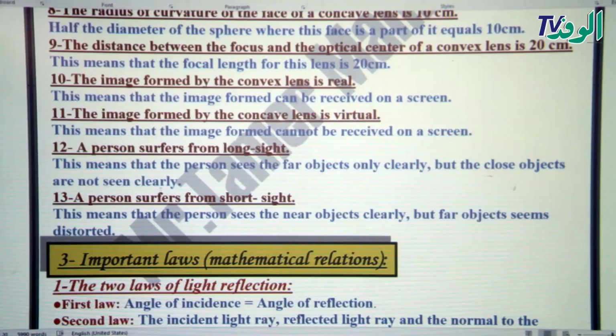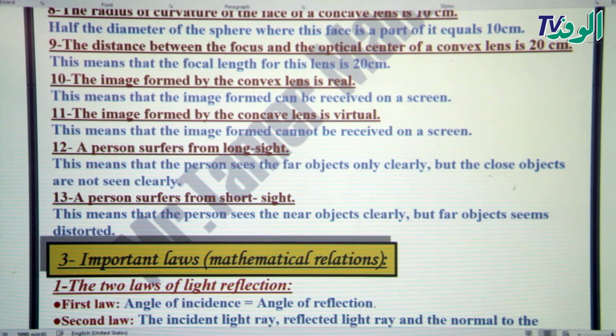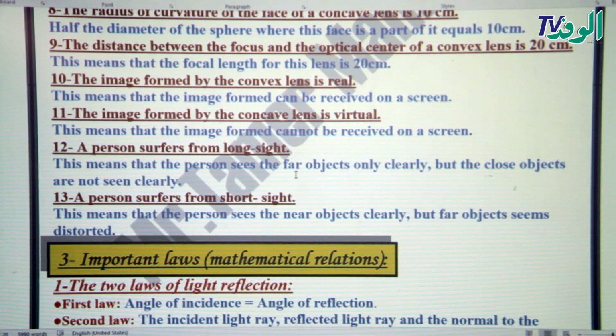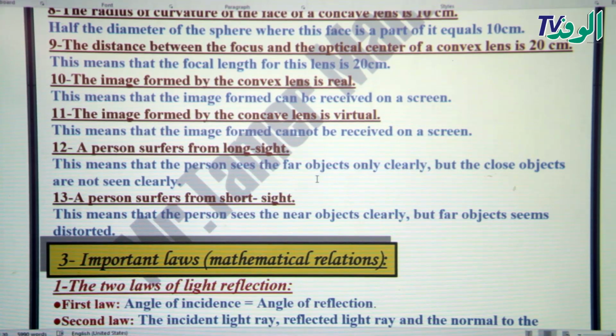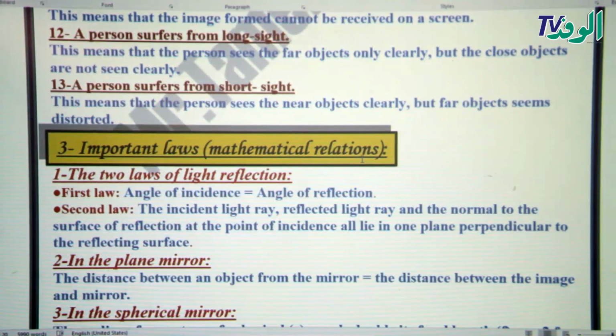Very good. A person suffers from long-sightedness. What's meant by that? That means that the person sees far objects only clearly, but near objects are not seen clearly or are seen distorted. The person suffers from short-sightedness. What does it mean? It means that the person sees near objects clearly while far objects seem distorted or cannot be seen clearly.